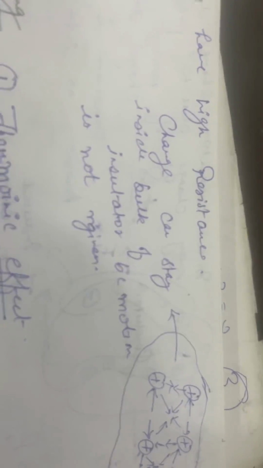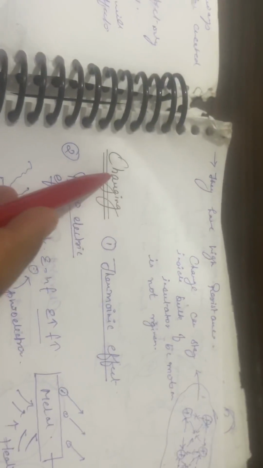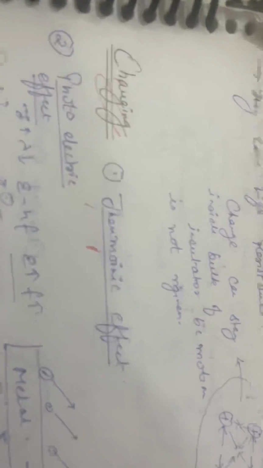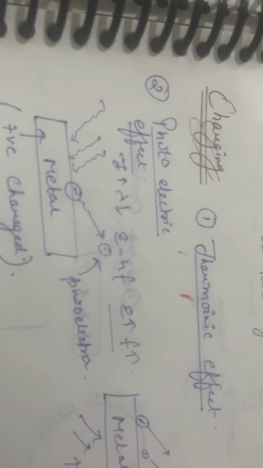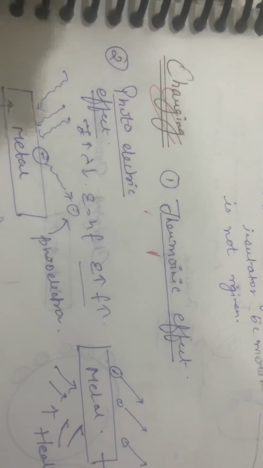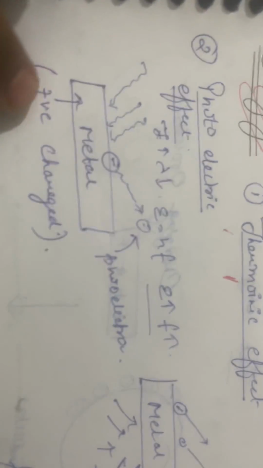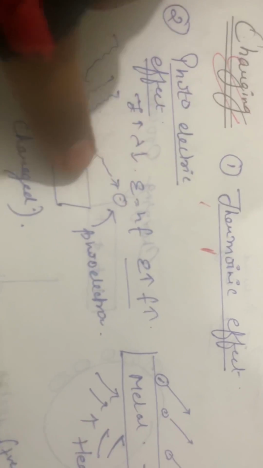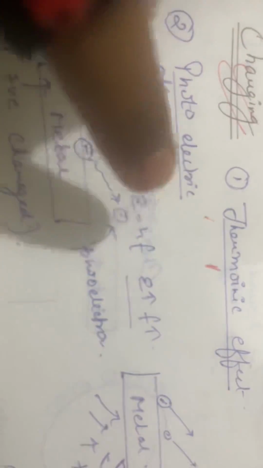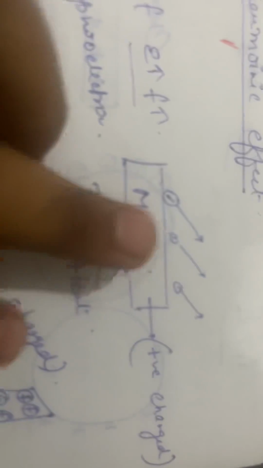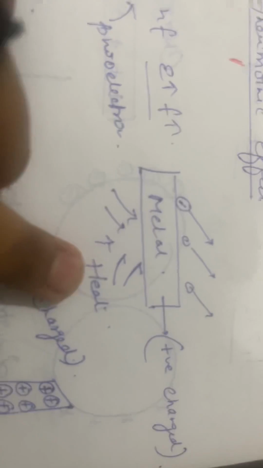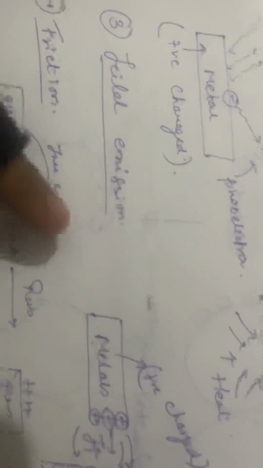Now there are different methods of charging. The first is the thermionic effect. Thermionic effect means charging by heat, and the electron is given out. The second method is the photoelectric effect. Basically light rays are incident on a metal and electrons of a certain energy and frequency are emitted, and the higher the frequency, the lower the wavelength. This is the example of thermionic and this is the photoelectric effect.